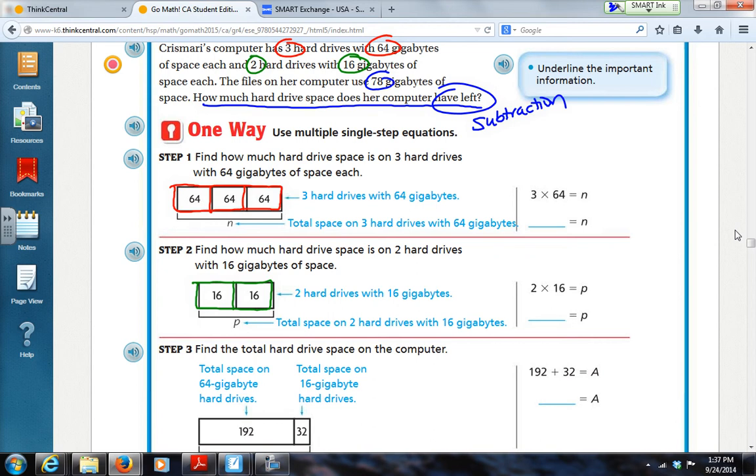I'm going to go back to my red colored pen. And this is 64, 3 hard drives, 64 each. So I'm going to go 3 times 64. 4 times 3 is? 12. Carry the 1. 6 times 3 is? 18. Plus 1? 19. Okay, so these have 192 gigabytes, right? So the total on those 3 is 192. I should see you guys writing in your books.